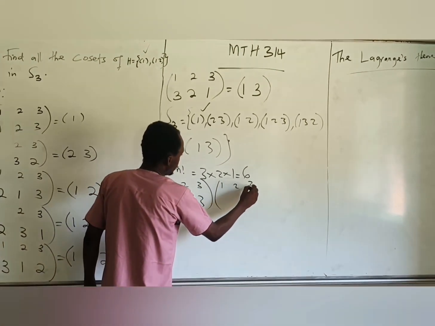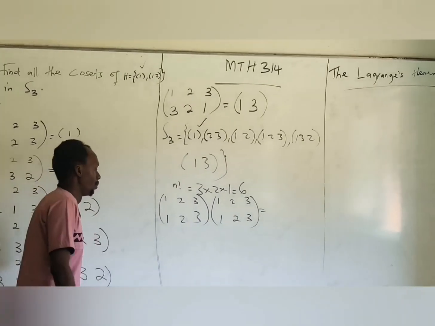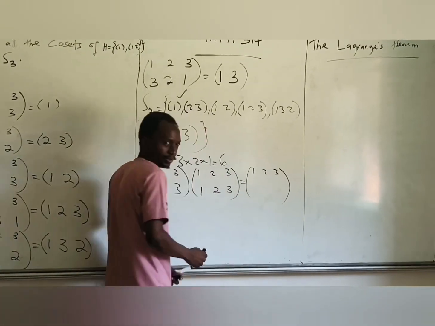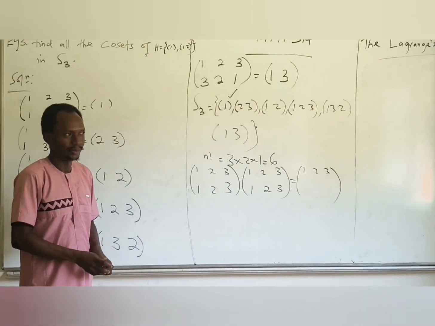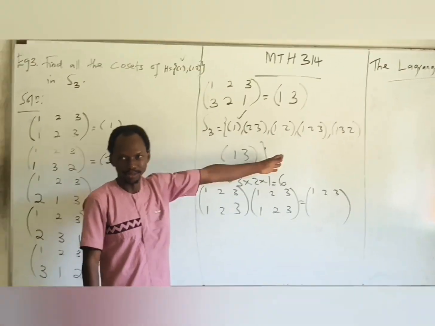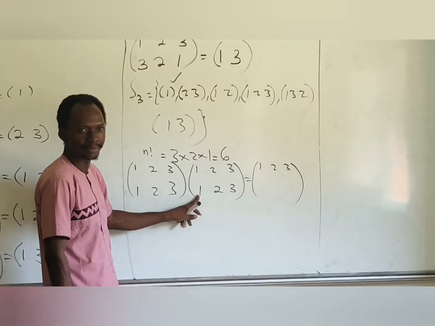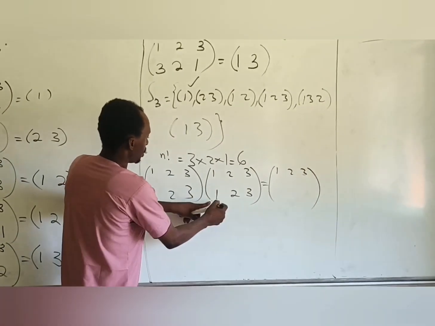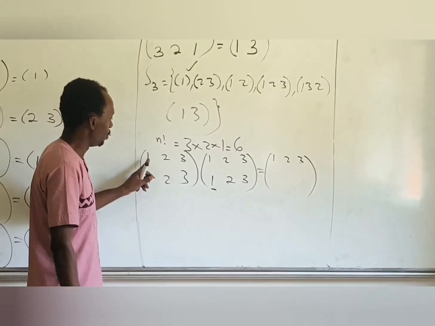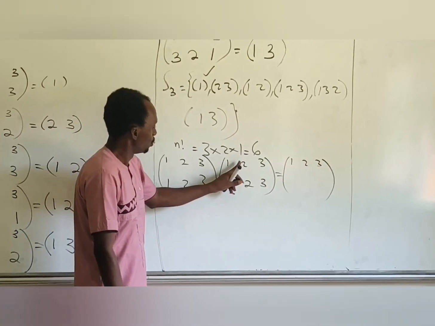1, 2, 3 by 1, 2, 3. Let's watch the computation we are going to get here. Don't write. Let's see how we do the multiplication. We start from the right. Are you all watching? 1 is to 1. We look for 1 here. 1 is to 1. So we ended at 1.